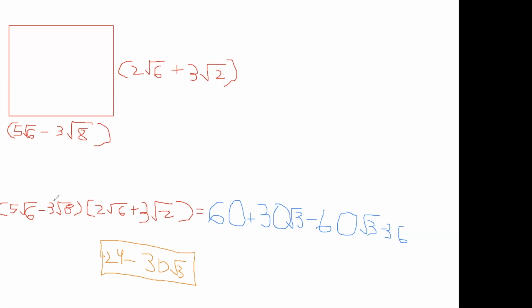Then we multiply minus 3 square root of 8 times 3 square root of 2, and the answer is 36. After that, we need to simplify these four terms, and the answer is 24 minus 30 square root of 3.